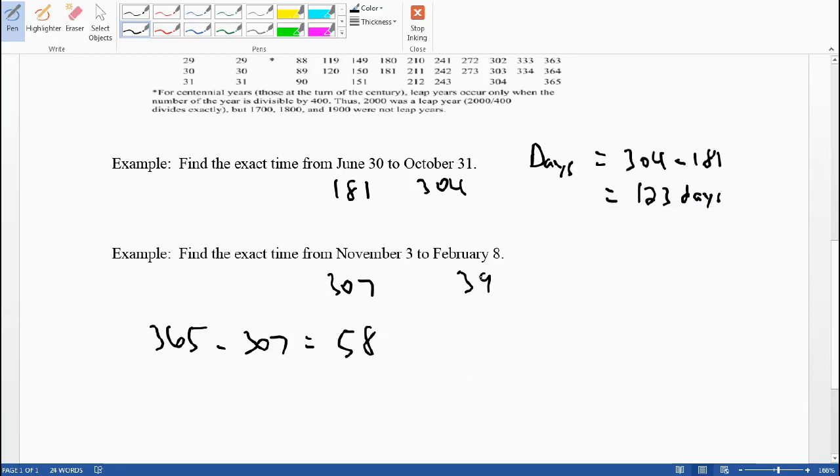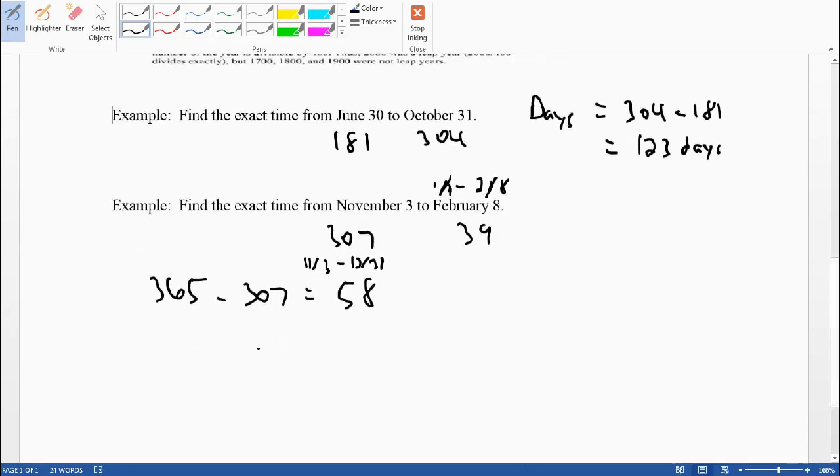And then this 39 is for the second year, from 1-1 to 2-8. That's what this 39 represents. Now this 58 represents from 11-3 to the end of the year. So that's why you only have 58 days from the first year and 39 from the second.